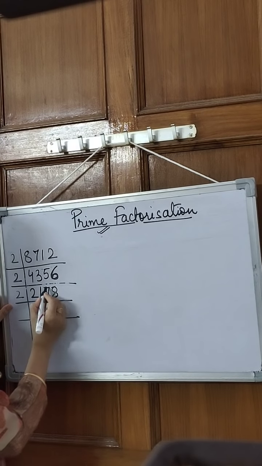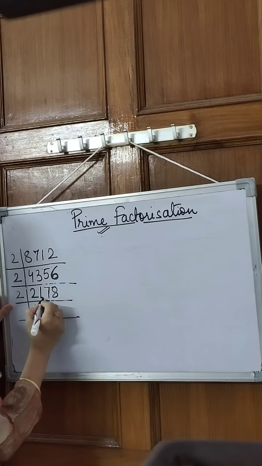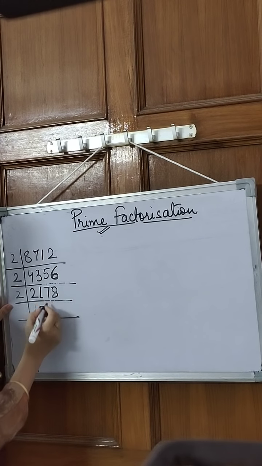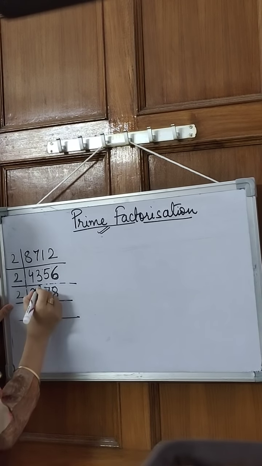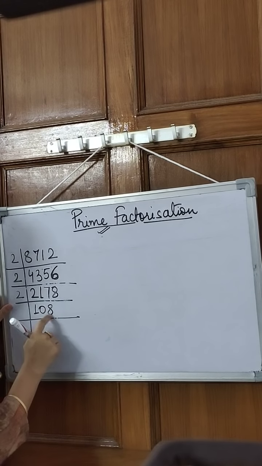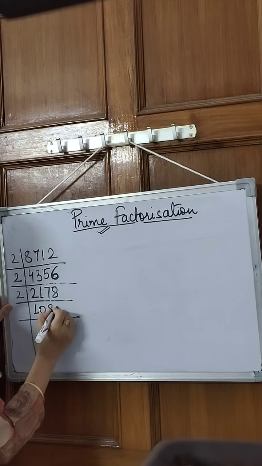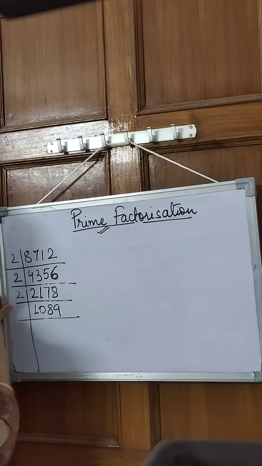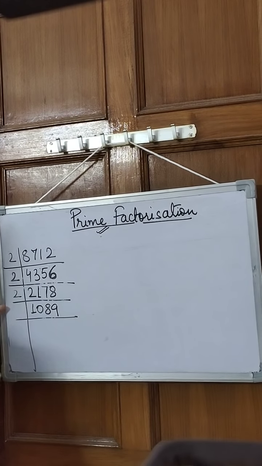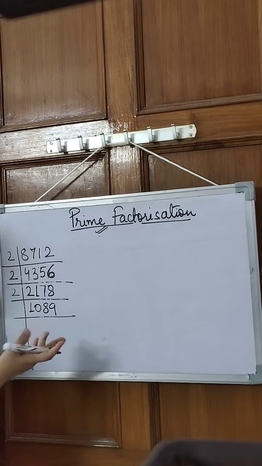Now with 7, you will write it as 17. So 8. Now again 1 will be left, so this will become 18. So 9. Now it's the number 9 here, which is not divisible by 2.